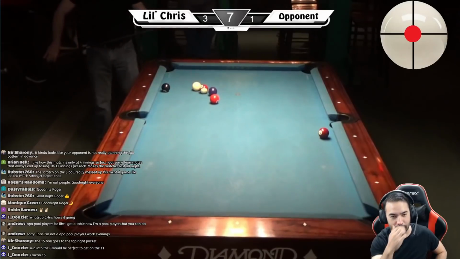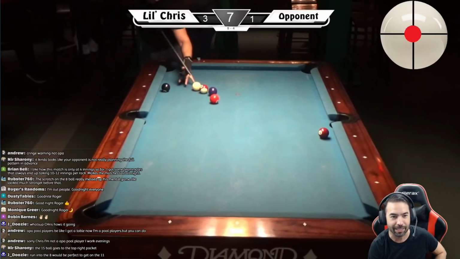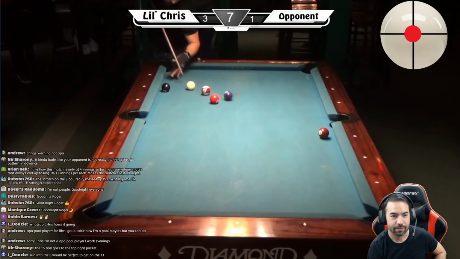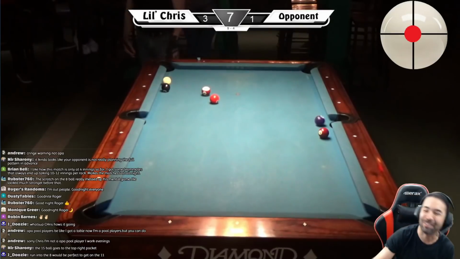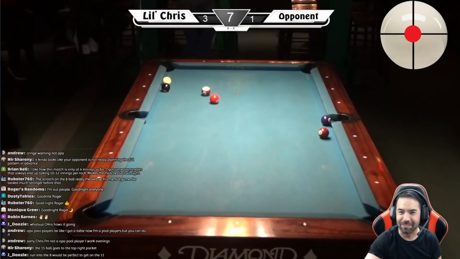Oh dear lord, is that what I tried to do? I think I'm going to try to carom the 15 off of the 4 into the side pocket. The 15 ball doesn't even move. But I do end up with a little bit of a safety.